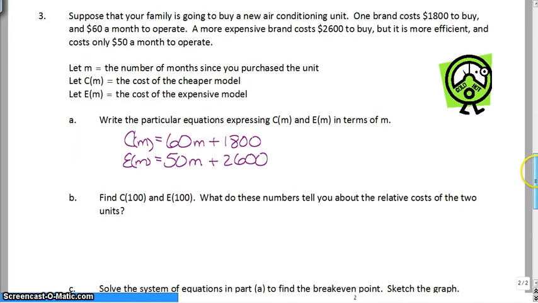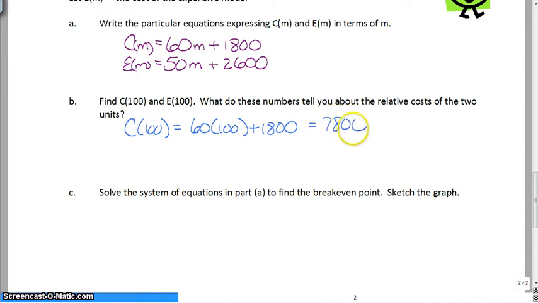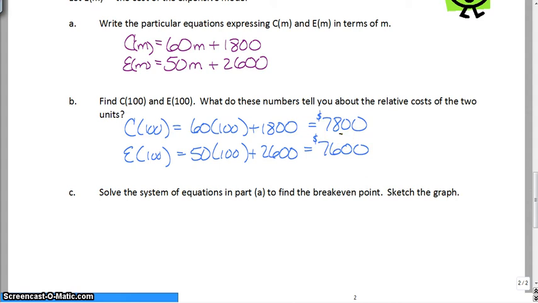Then in B, we're going to find C of 100 and E of 100. So C of 100 is going to be equal to 60 times 100 plus 1800, which is 7800. And then we're going to have E of 100, which is 50 times 100, plus our 2600. And that's going to give us 7600.